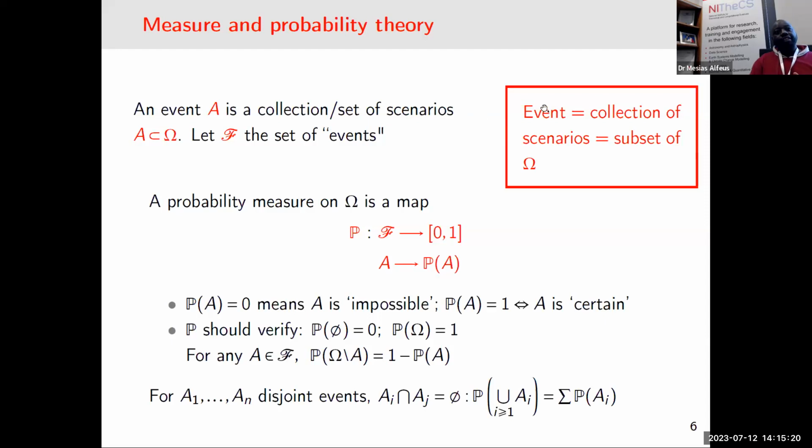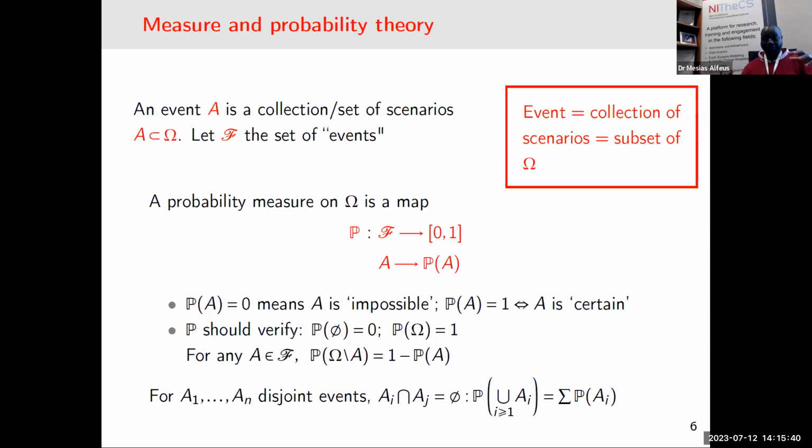Like I said here, an event is a collection of scenarios, and A is just a subset, which means it's a subset of this capital omega. So we have an omega, which is the set of all these market scenarios.